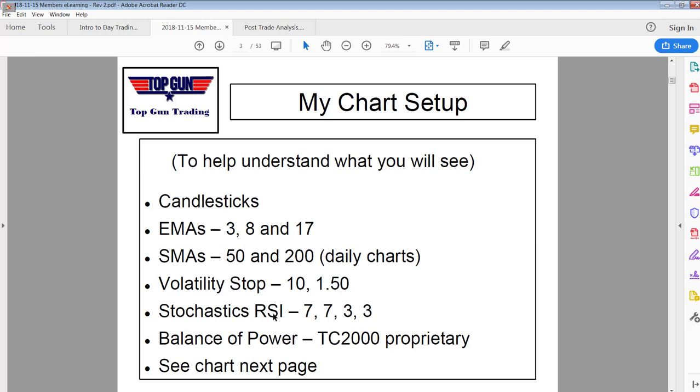I talked about the stochastics RSI. It is not stochastics, and it's not RSI. It's the stochastics RSI. It's different. It's an oscillator of an oscillator. Balance of power is TC2000 proprietary. I use it as kind of an indicator of momentum.